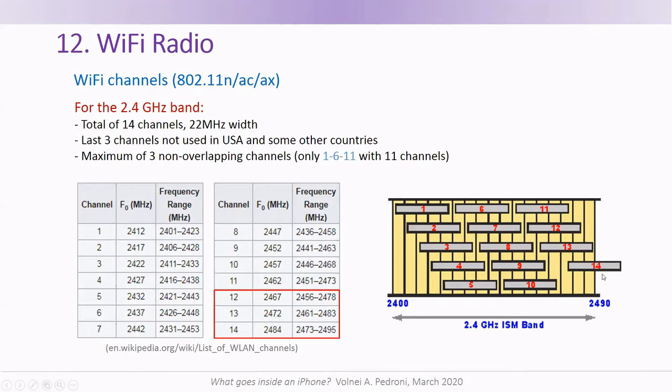Besides, if the last 3 are not used, then the only option, if you want to use the maximum number possible of channels, which is 3, is the combination 1, 6, 11, which is here, 1, 6, 11. And that's the reason why this combination is so popular and so crowded.